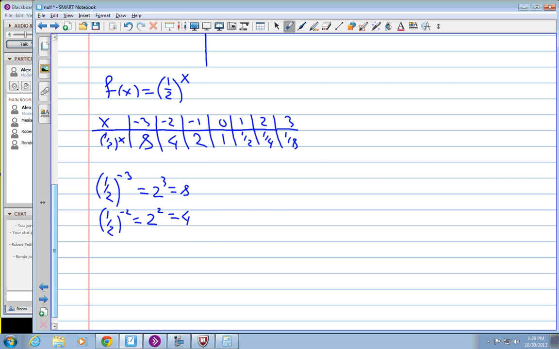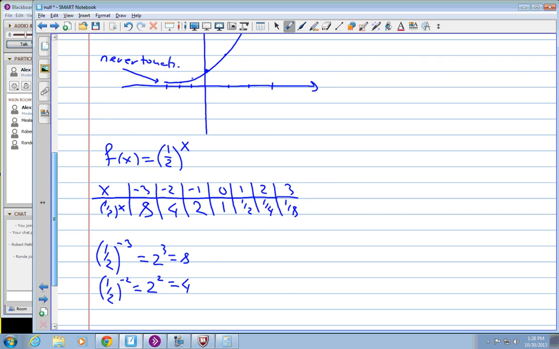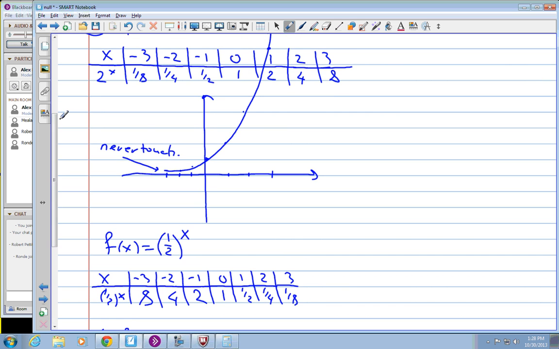Now, if I plot them on the same set of axes, I'll have this point here, this point there, this point there, this point there. So what does that look like?